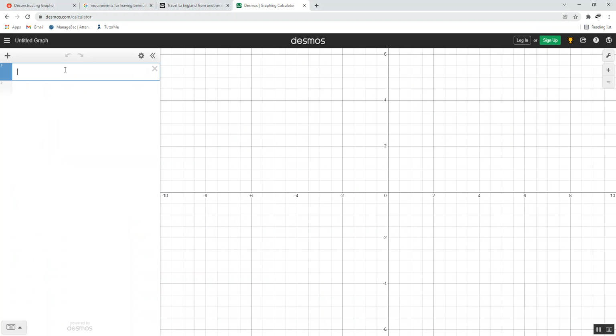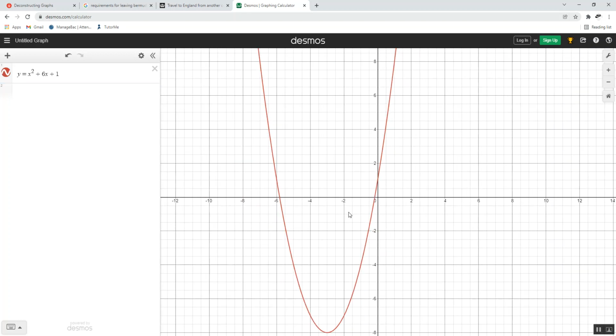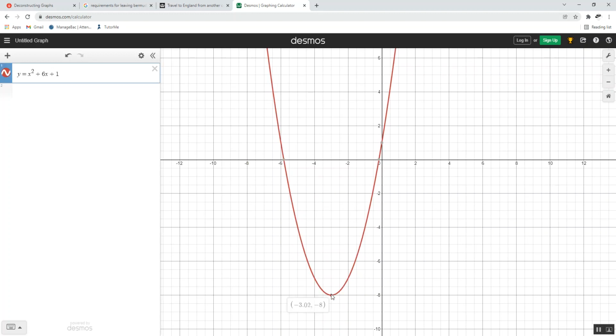Okay, so we said y equals x squared plus 6x plus 1. So it looks like that. And I am obviously not very smart because I picked the wrong thing. Where's the third? Negative third. Let's pick this. Okay, so I'm going to change the domain. I'm going to say x is greater than or equal to negative 3.